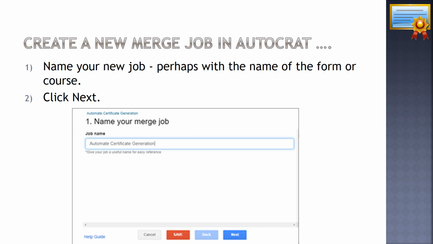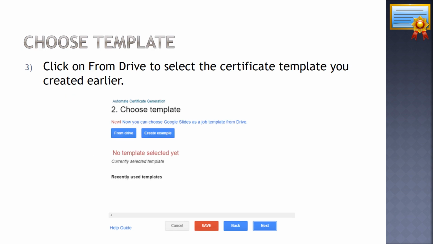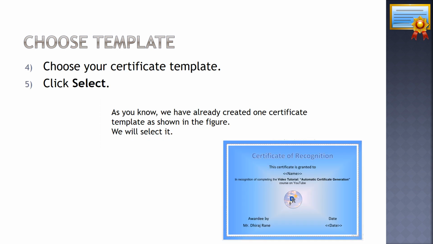As you click open, it will start working on our job. Give a suitable name to it. This will help you to identify our task if later on you want to edit anything. Next step is to select the certificate template. You may select an existing one from Google Drive. There is a choice to create a new one from here. As you know, we have already created one certificate template as shown in the figure. We will select it.